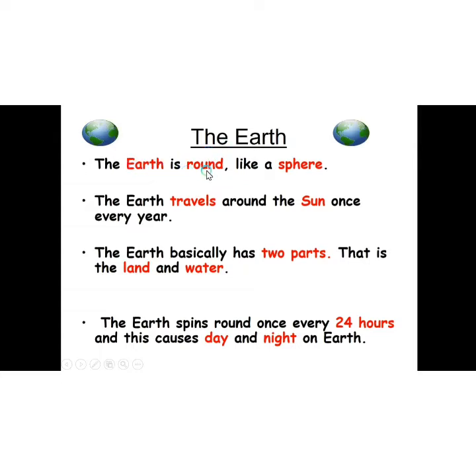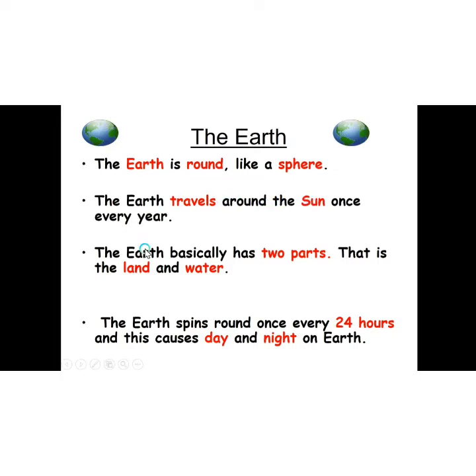The Earth is round like a sphere. Very good. Can you remember your sphere shape? Not the circle, but the sphere. Good. So the Earth is round like a sphere. The Earth travels around the Sun once every year. So every year the Earth travels around the Sun, like it goes around the Sun one time every year. I'm going to show you a picture of it.